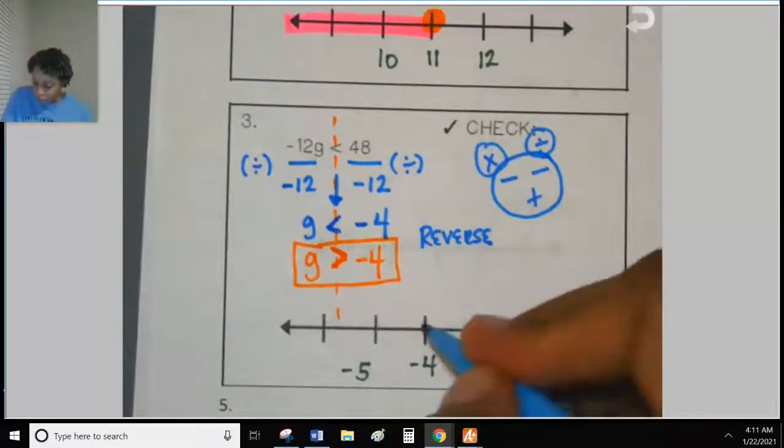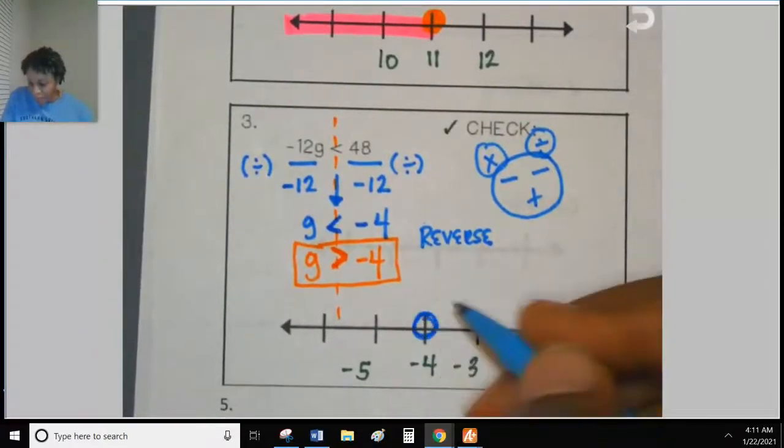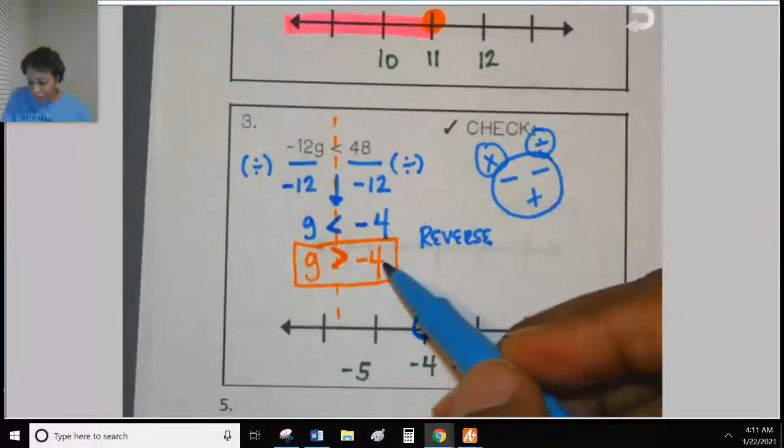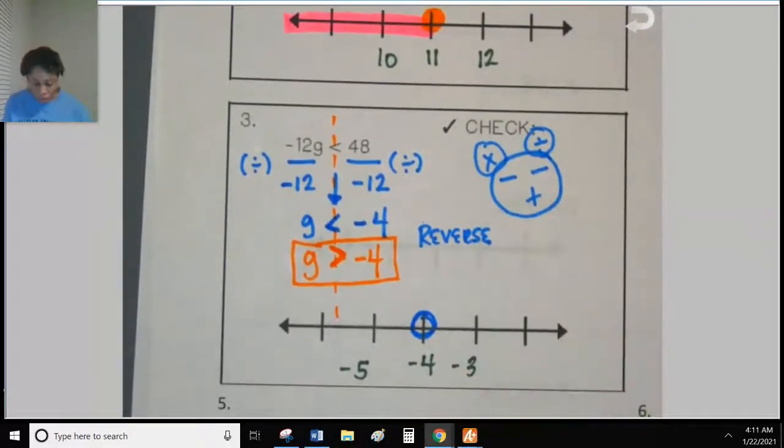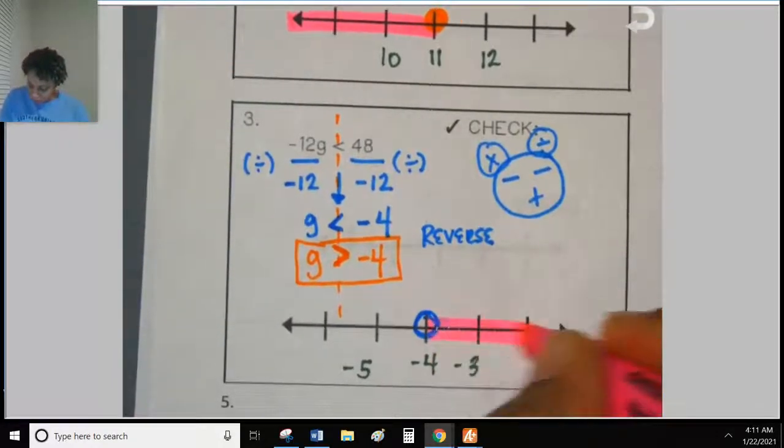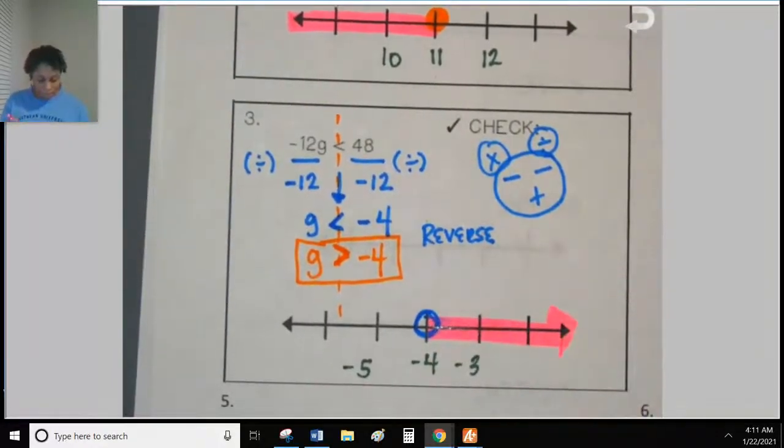So for negative 4, I get an open circle there. Numbers that are greater than negative 4 are to the right. So I'm going to shade to the right.